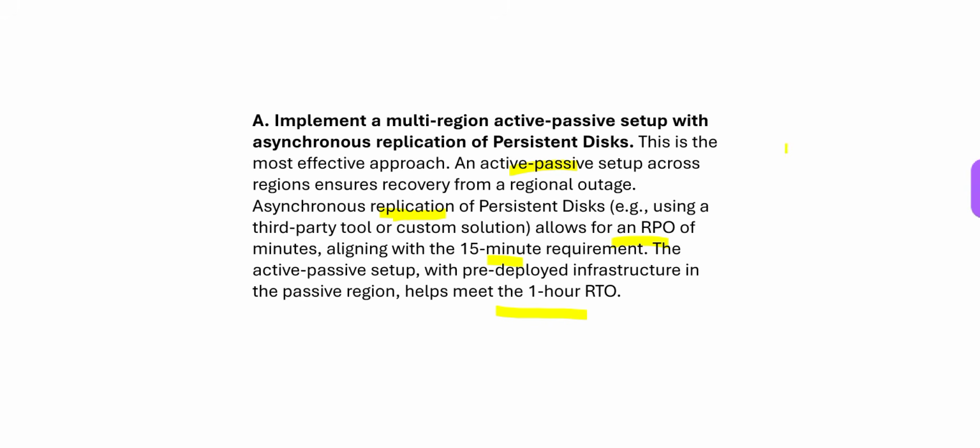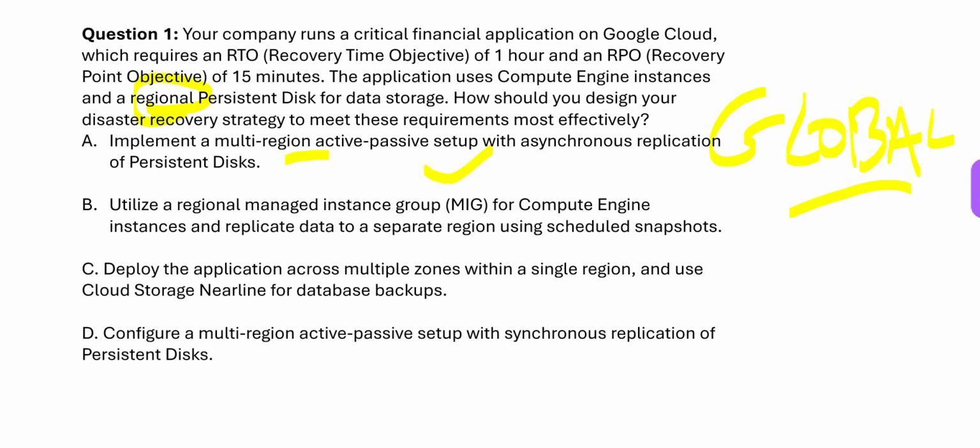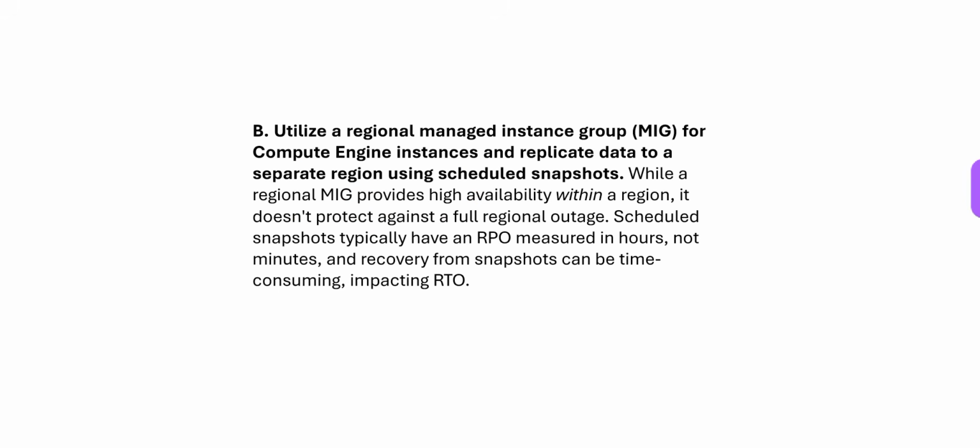Option B says let us utilize a regional managed instance group. This will not work because you are already in the region. If the region goes down because of an earthquake or any disaster, you have to go across to a different region. A regional MIG provides high availability within a region, not outside a region. If there is a full regional outage, you are in trouble.